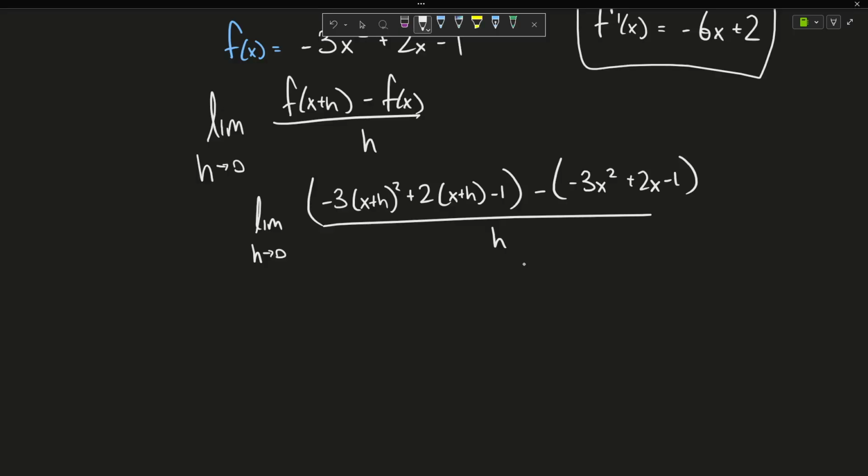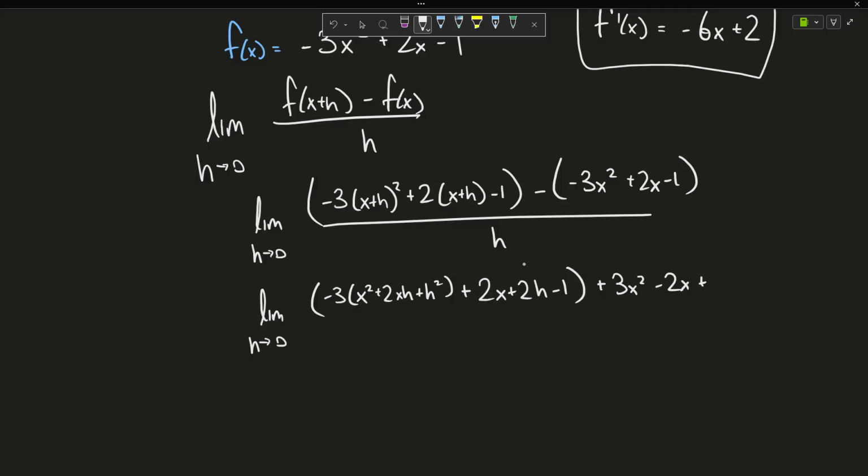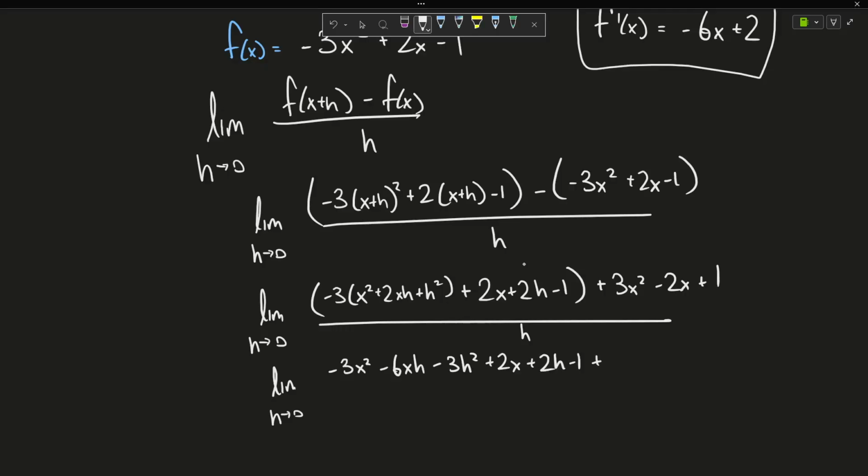Now we simplify what we have. So I still write limit h approaches 0 of negative 3 times x squared plus 2xh plus h squared, because I FOILed it, I did this first. Now I want to distribute here, 2x plus 2h minus 1. I want to distribute this negative, so plus 3x squared minus 2x plus 1, all over h. I still have to distribute the negative 3. So limit h approaches 0. At this point, this could go away. Negative 3x squared minus 6xh minus 3h squared plus 2x plus 2h minus 1 plus 3x squared minus 2x plus 1, all over h.